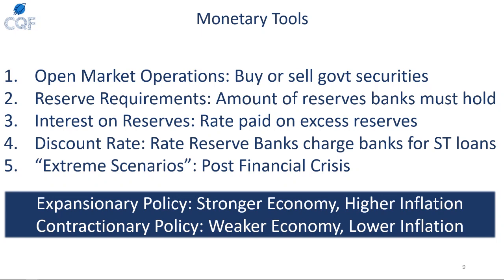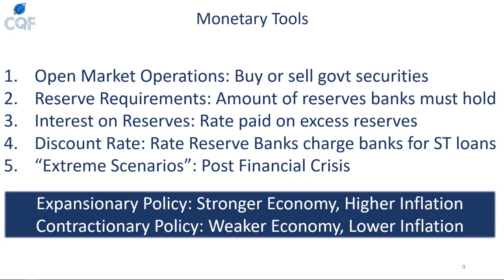Open market operations means the Fed is buying or selling government securities. If they buy securities, they are giving money out to banks. Banks have more money to lend, therefore that's expansionary. Reserve requirements: the Fed can reduce the amount of reserves banks must hold. If they do not have to hold as much money, they have more money to lend. That is expansionary. Interest on reserves: some banks can actually hold more reserves than required, and they get paid interest on that. But if the interest rate is very, very low, then they have more incentive to lend that money out. So a low interest on reserves would be expansionary.